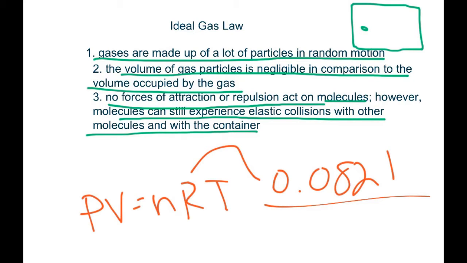So now that we have the assumptions out of the way, let's try using the ideal gas law in a problem. Let's just say that we have a balloon that's filled with helium, and the pressure exerted by the helium is 1.30 ATMs, and it fills a volume of 0.331 liters, and the temperature in the balloon is 30.0 degrees Celsius. How many grams of helium would be in the balloon?